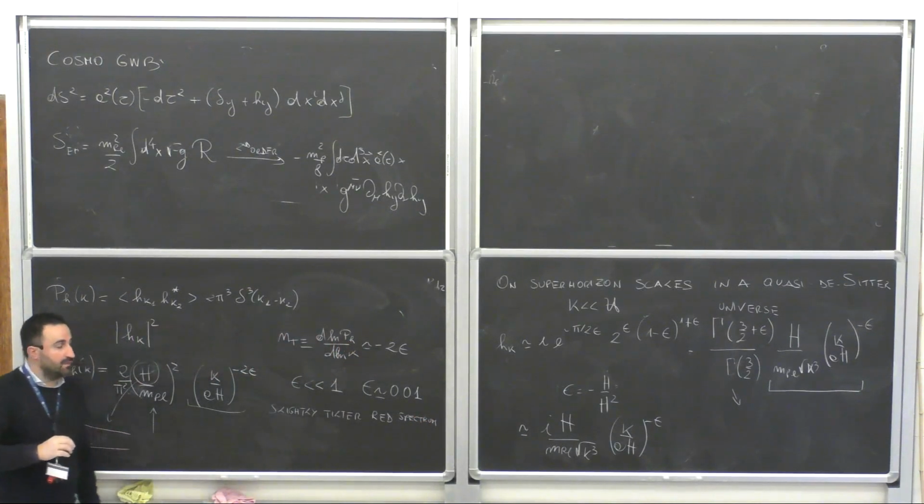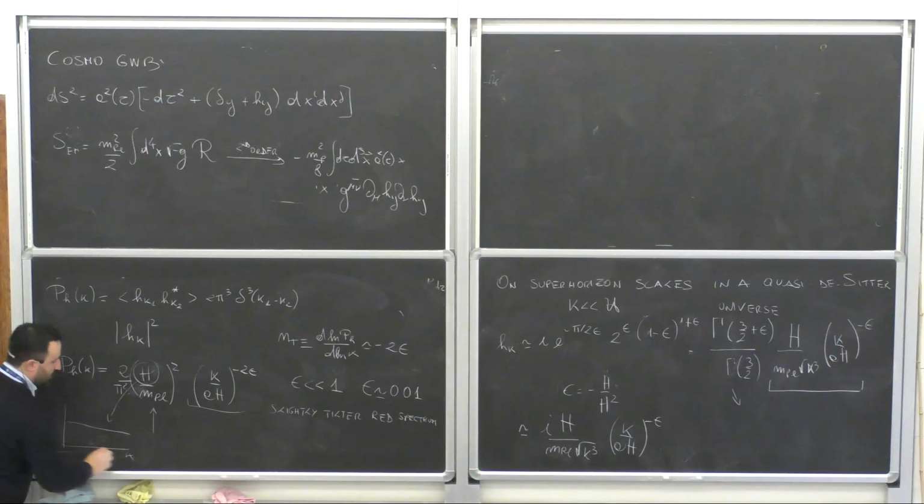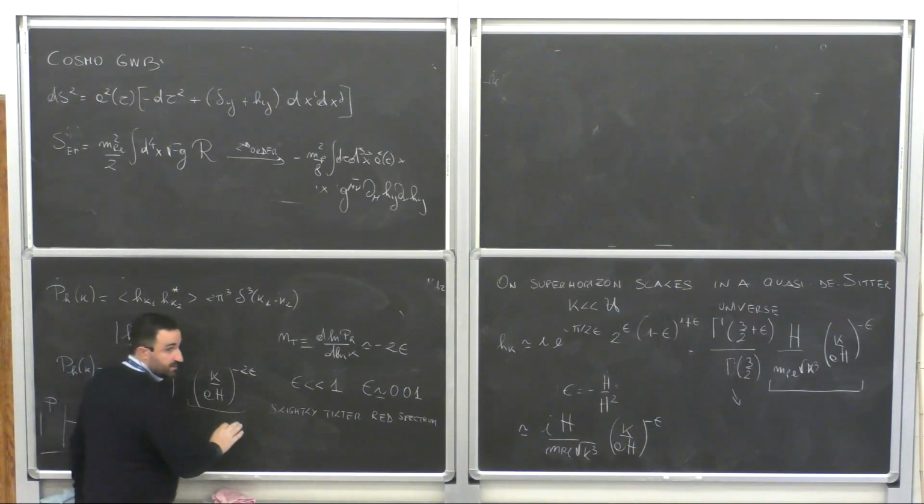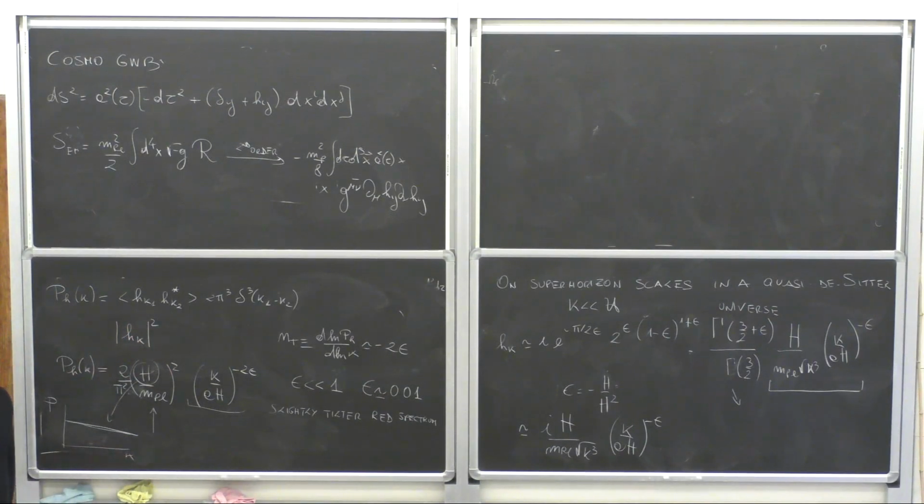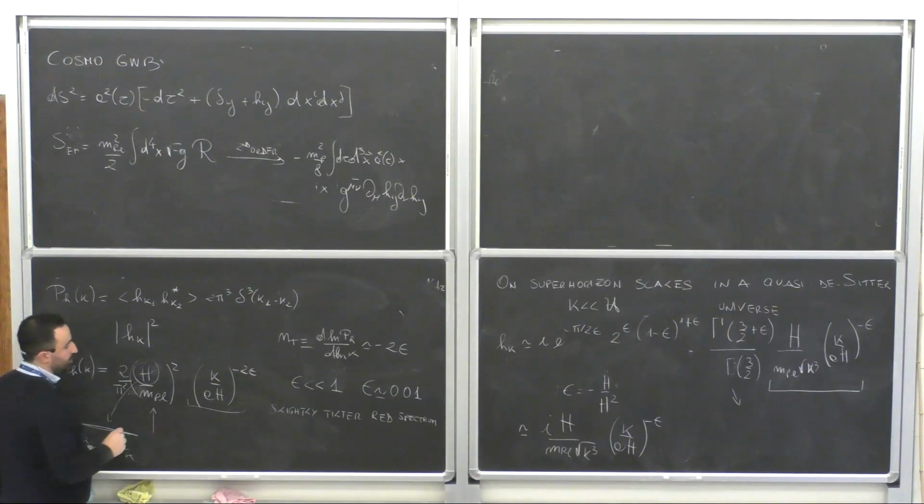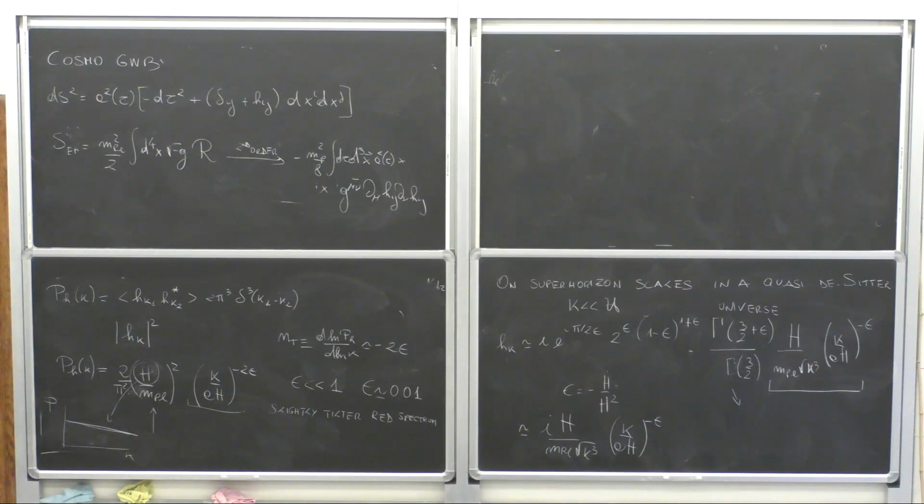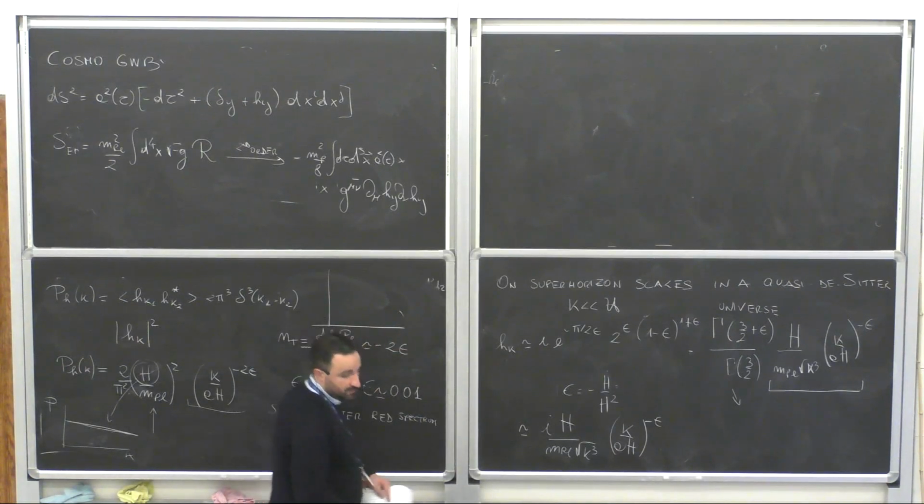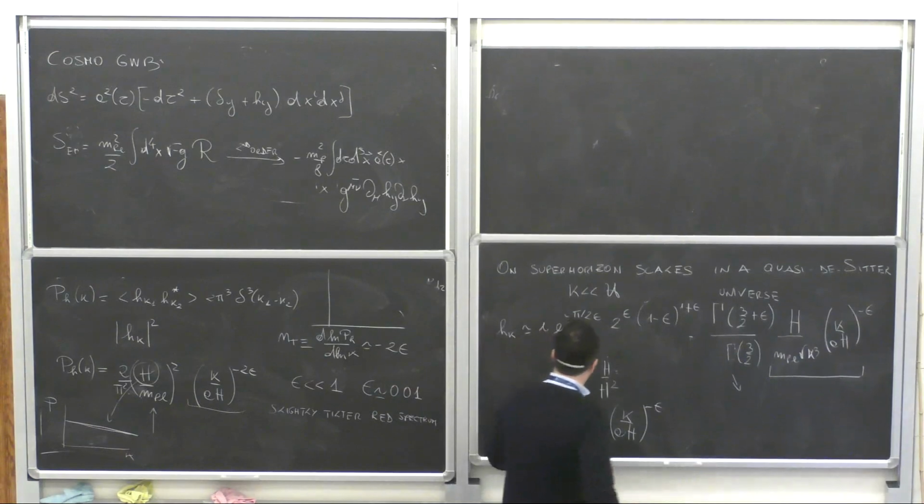This means that the more you go to smaller scales, the more your power decreases. This is valid in single field slow roll inflation, something you have seen for sure in your classes. So if you compute the tensor power spectrum, it will have a behavior like that. But as you remember from yesterday, let me just sketch this a bit.